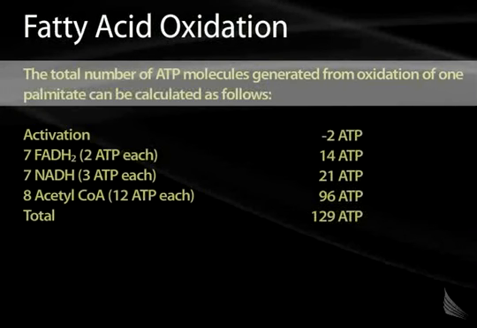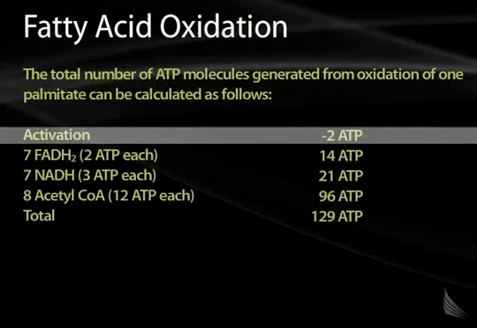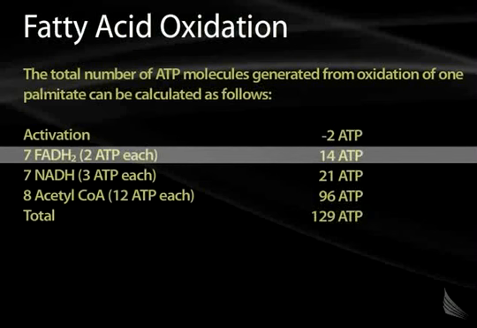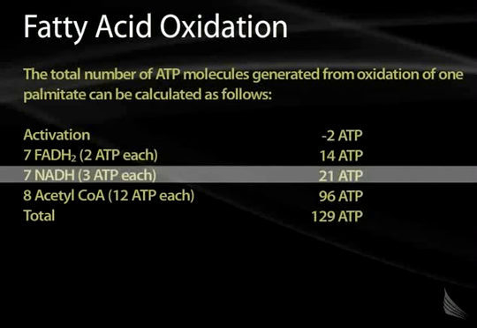Now, knowing all this information, we can calculate the total number of ATP molecules that are generated from oxidation of one palmitate. Remember that activation of the free fatty acid to the fatty acyl-CoA requires 2 ATPs, so we have to subtract 2 ATPs from the top. Now, in the process of oxidation, a cycle which turns 7 times, we produce 7 FADH2s and 7 NADHs. Those are consumed in oxidative phosphorylation, and the FADH2s produce 2 ATPs each for a total of 14 ATPs, and NADHs produce 3 ATPs each for a total of 21 ATPs.